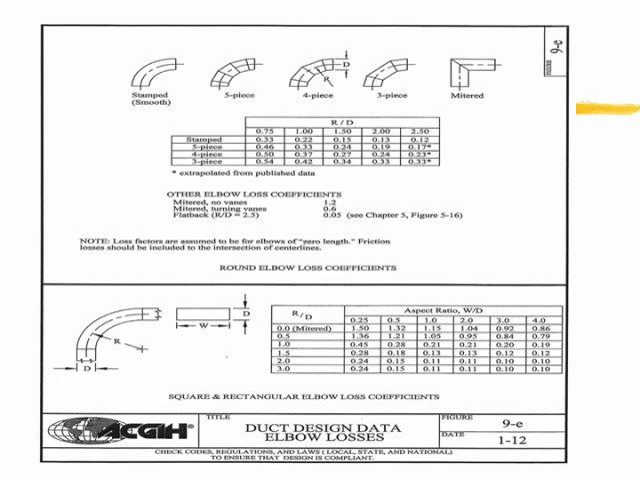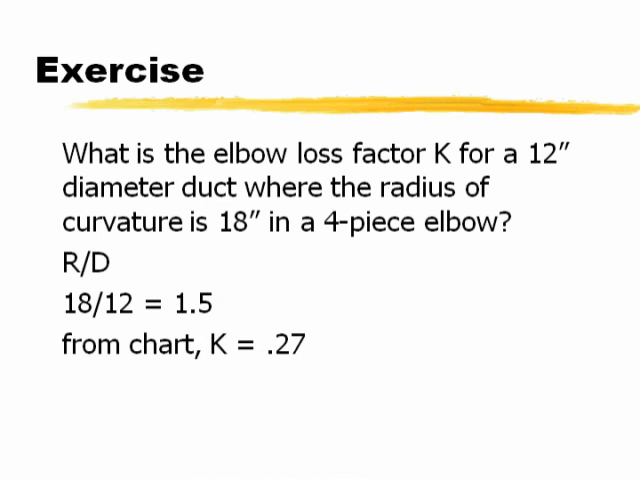So here we have, based on what type of elbow we have a loss factor, and that loss factor is based on the radius of curvature, which I will provide to you, divided by the diameter of your ductwork in inches. And so if we look at this in terms of an exercise, we have a 12-inch diameter duct, and the radius of curvature is 18 inches.